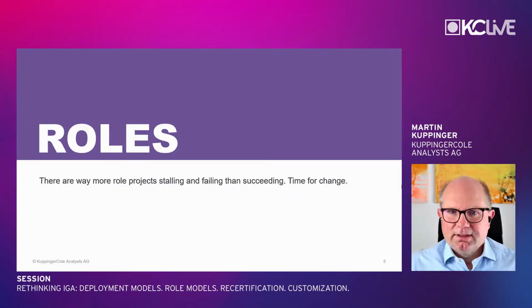If you're honest, there are way more role projects stalling or really failing than succeeding. I know so many customers I've talked with, and they said, "Oh, we already did three tries with role projects. We don't really want to do another one." So if something is really complex and cumbersome, the question is, are there better ways to do it? And I believe there's a time for change.